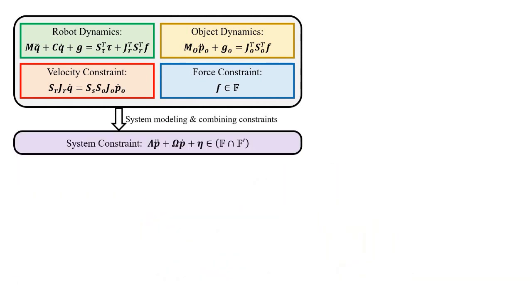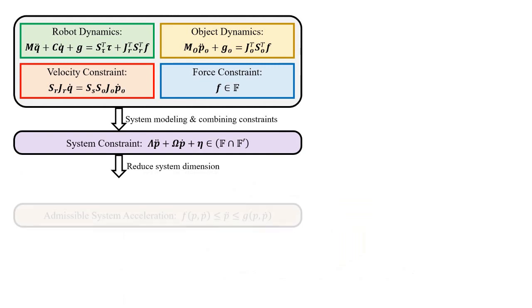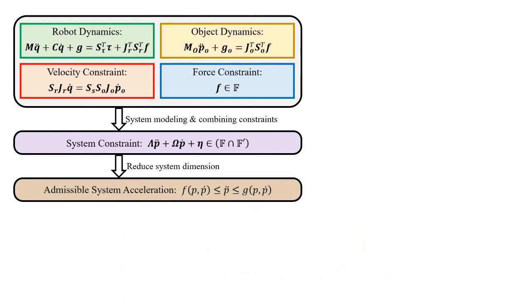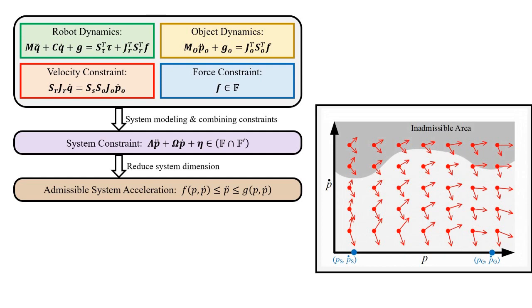Then we reduce the system dimension by focusing on the control of one system variable, and get the admissible system acceleration as functions of the system state. The acceleration bounds can be visualized as cones in the phase plane.